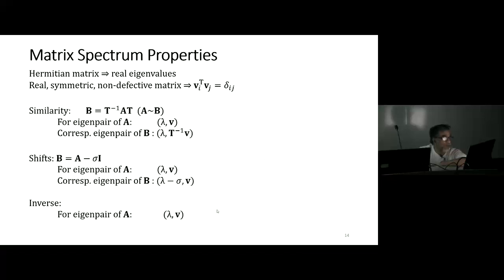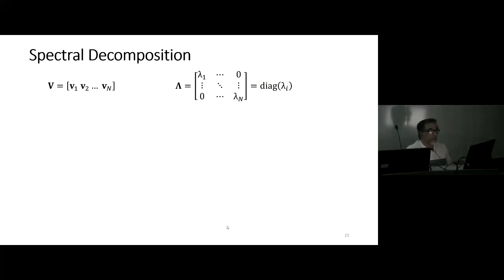Inverse. For an eigenpair lambda, what will happen? For A inverse, 1 over lambda will be the corresponding eigenvalue. The eigenvector does not change. So this is spectral decomposition. V is a square matrix of all eigenvectors, its columns are the eigenvectors, and lambda is a diagonal matrix of all eigenvalues.